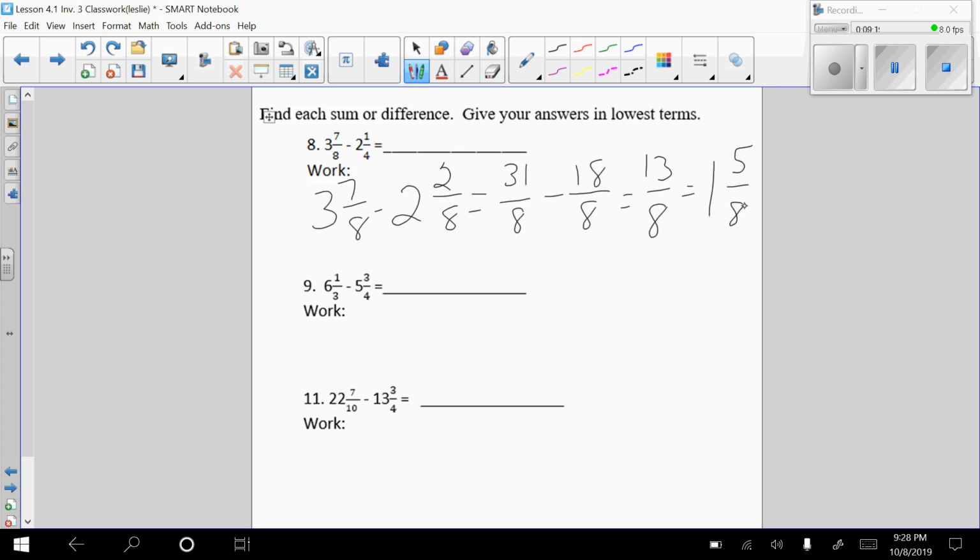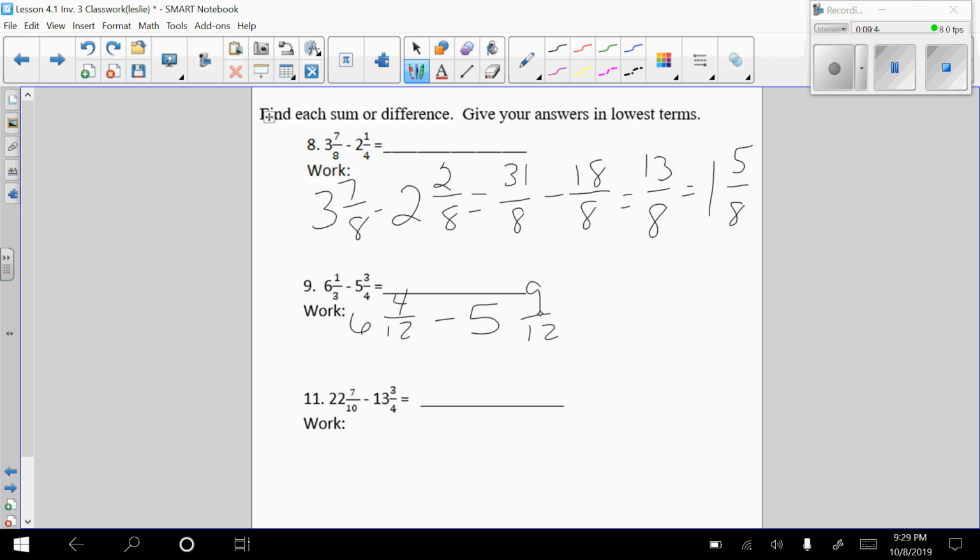So the common denominator of 3 and 4 is 12. So I have 6 with a denominator of 12 minus the whole number 5 with a denominator of 12. Start the same way. What did you do to 3 to get to 12? I multiplied by 4. 1 times 4 is 4. What did I do to 4 to get to 12? I multiplied by 3. 3 times 3 is 9.